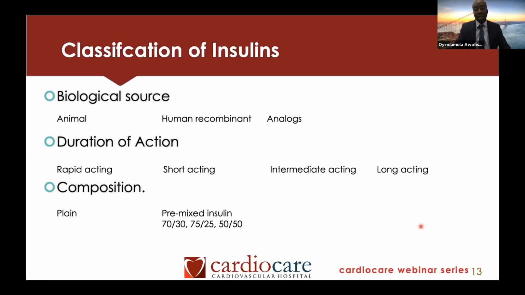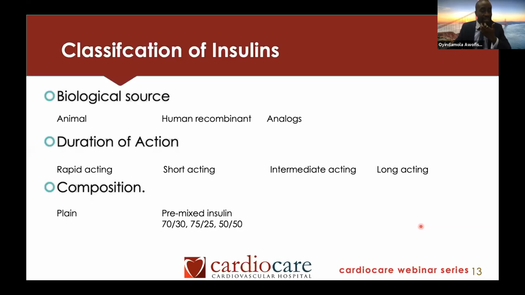And of course, we also have the analogs, which are the modified forms of insulin. They're not just human recombinant because they're not identical to human insulins. They have some amino acid modification, which makes them just look alike of insulin. We can also classify insulin based on the duration of action.